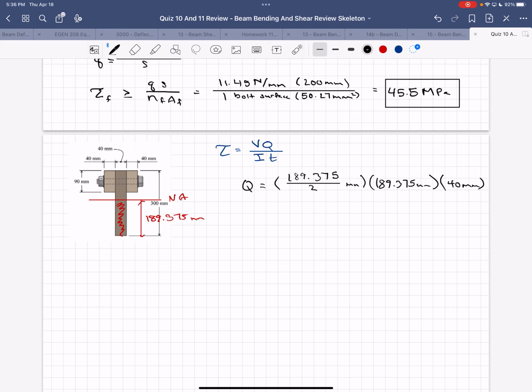I had Q top before. I was way dumber. That was way more work. But it'd be the same answer, right? Whether you go Q top or Q bottom. So Q equals 717,258 millimeters cubed.